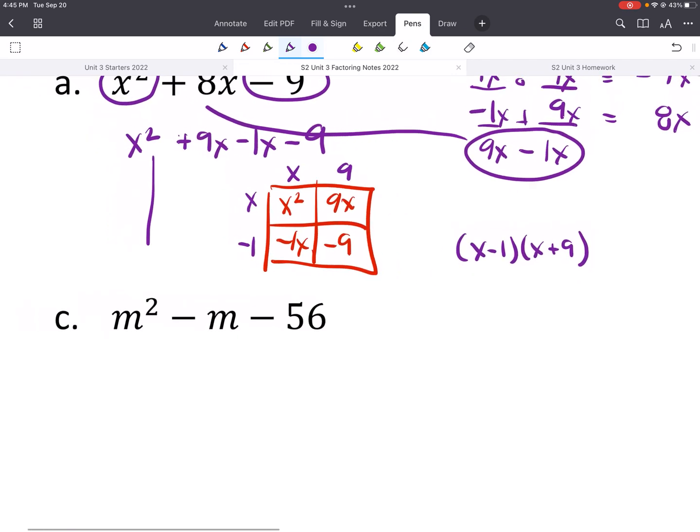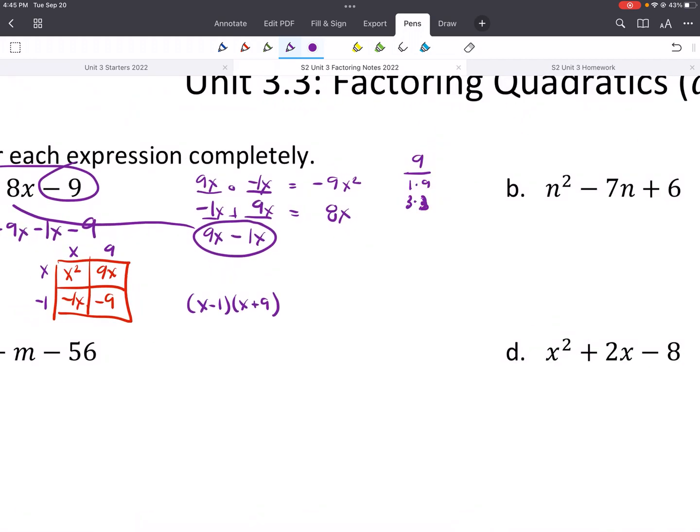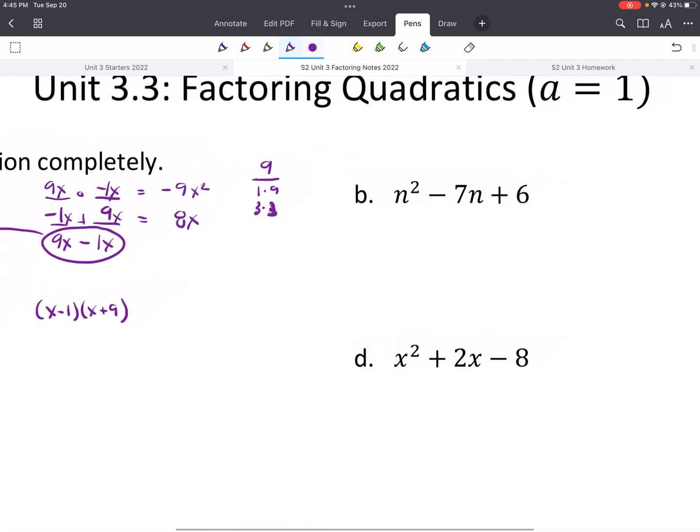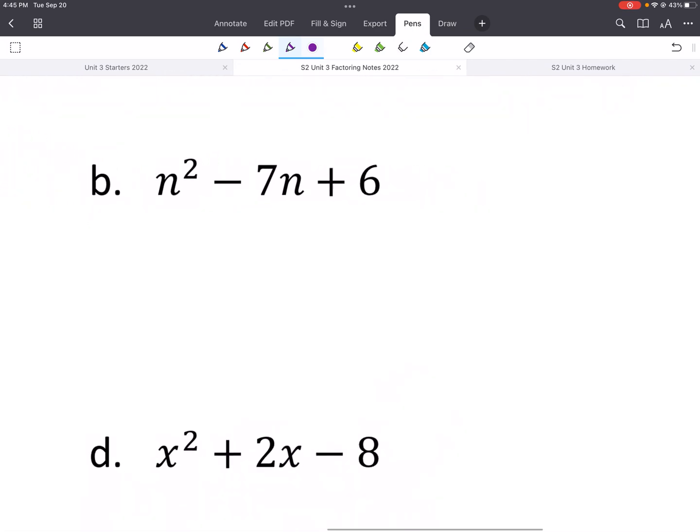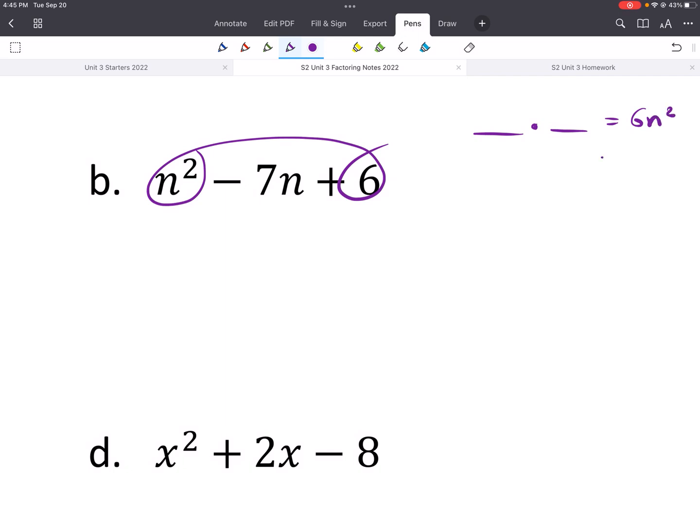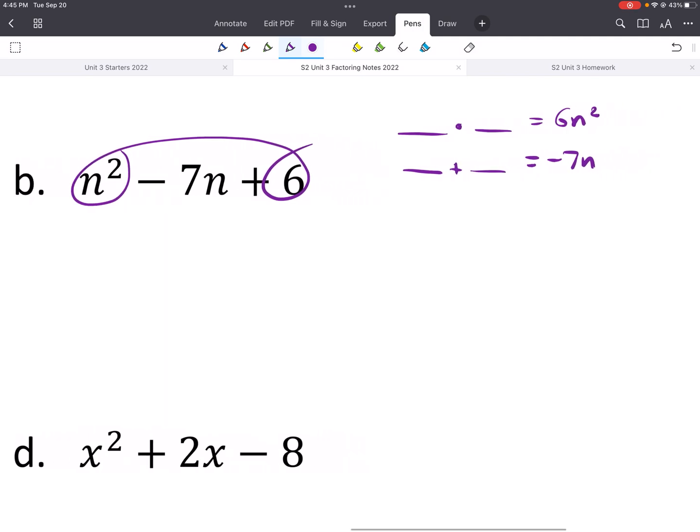Why don't you pause and give at least two of these done. Maybe we'll do B and D. Same sort of thing. What multiplies to 6n squared and adds to negative 7n? What multiplies to 6 would be 1 and 6, or 2 and 3. The only way to get to 7 is 1 and 6. And it looks like they both need to be negative.